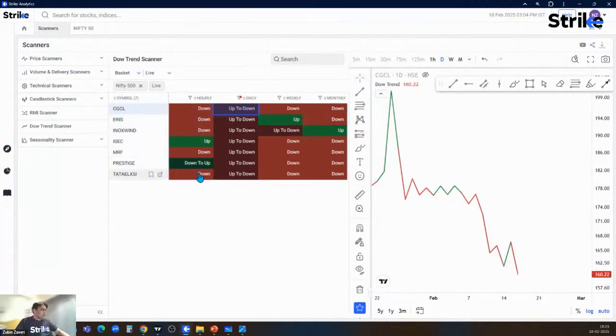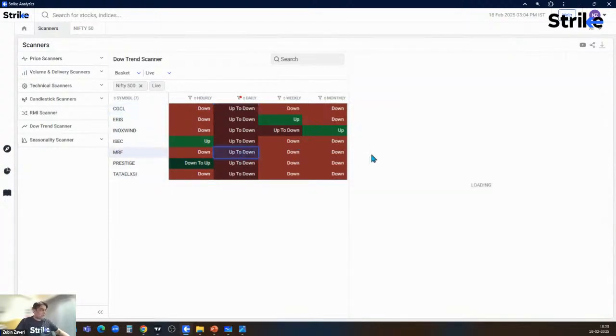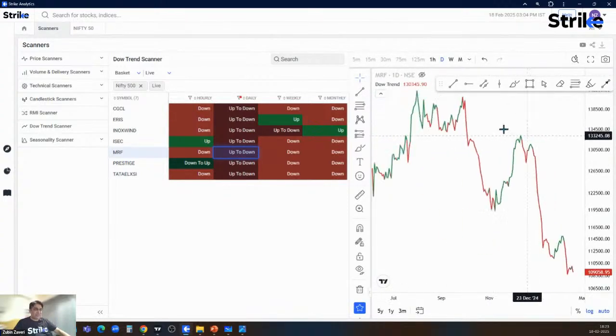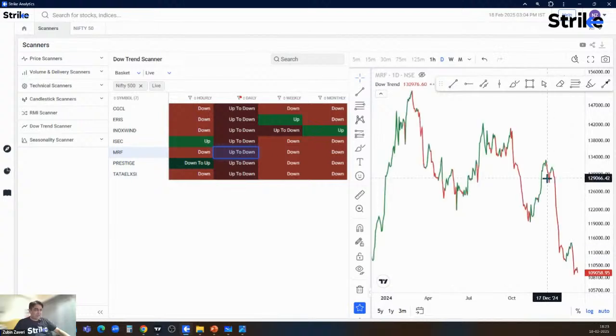So in these stocks, let's look at MRF. Surprisingly, a good stock coming up in a downtrend over here. So it's a major downtrend over here. All right.